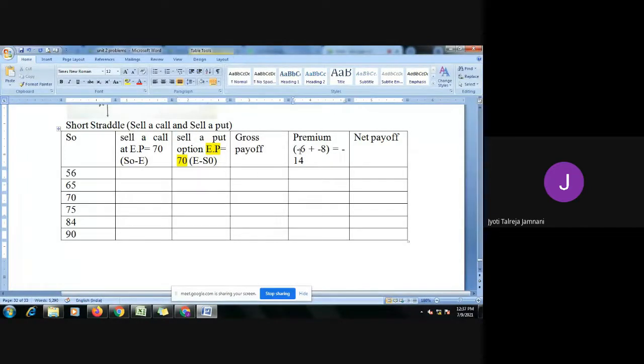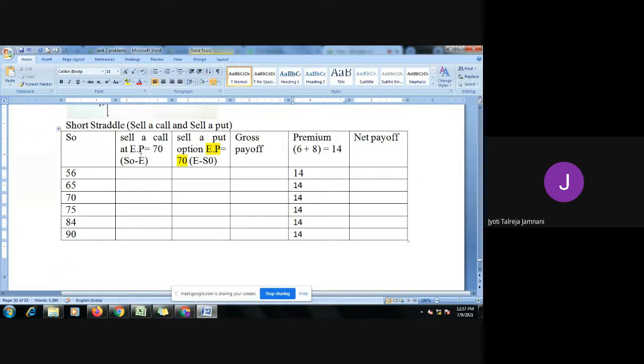Now the premiums will be plus 6 and plus 8 because when you sell, you receive premium. So we are going to receive 14 rupees premium at all the prices. That means 14 rupees is the fixed gain that we are going to get. Now we'll see how it will work.